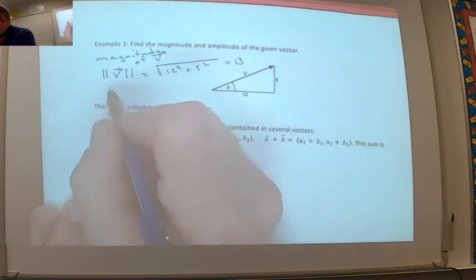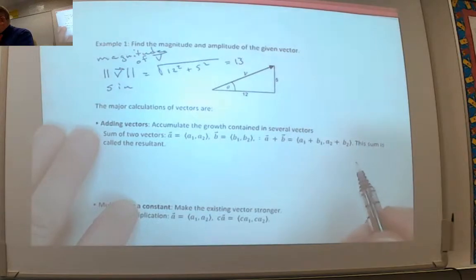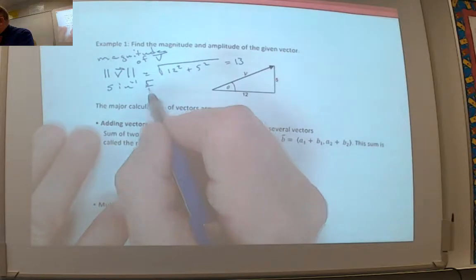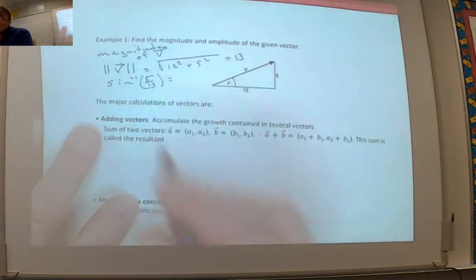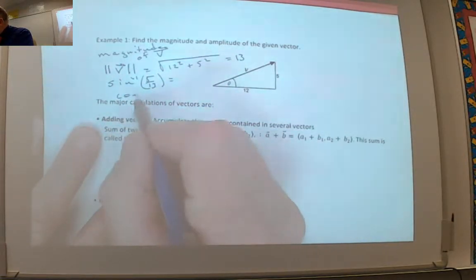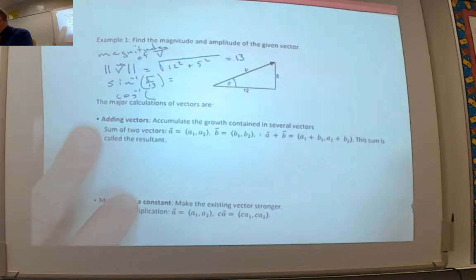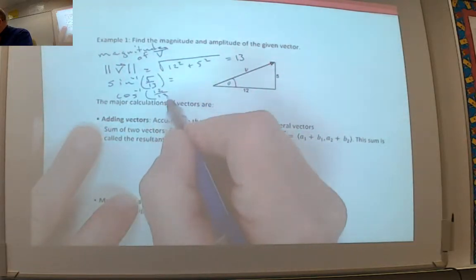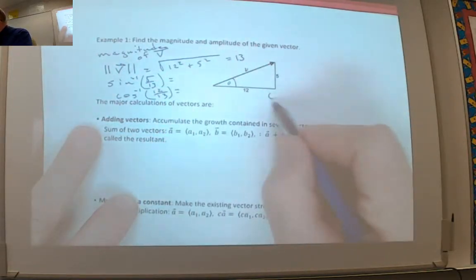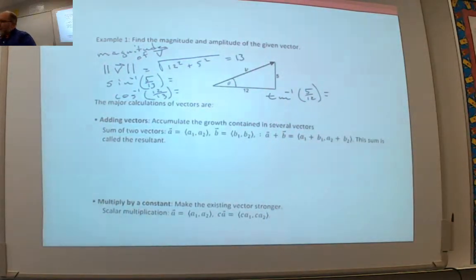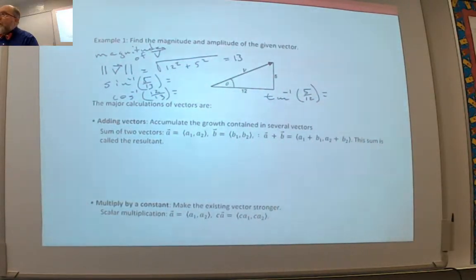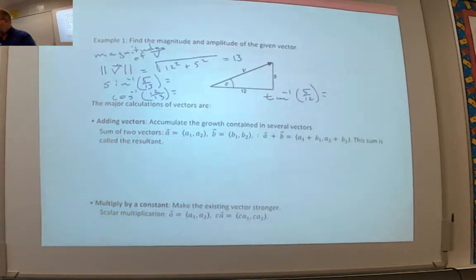You could do the sine inverse of 5 over 13. You could also do the cosine inverse of 12 over 13. And the most popular way would be the tangent inverse of 5 over 12. Why would that be the most popular? Because those are the two things you're given. You don't have to do it that way. You don't have to then compute the magnitude.